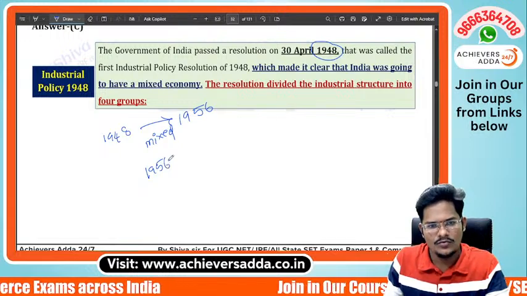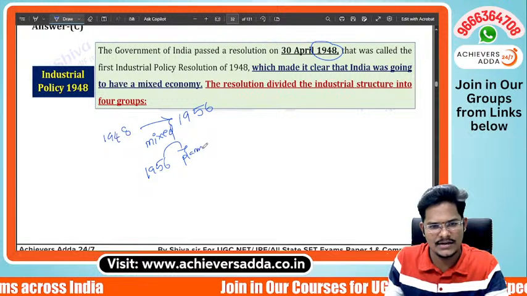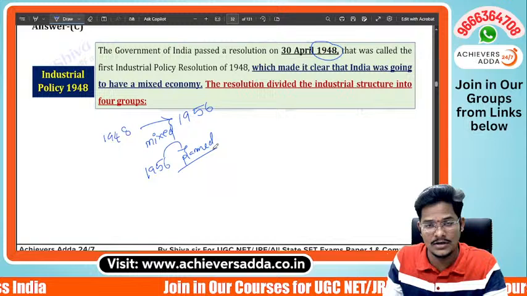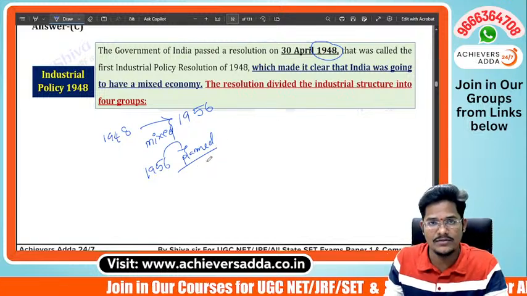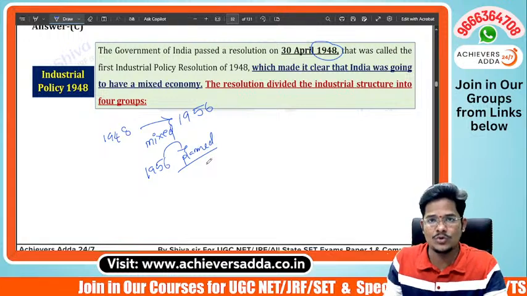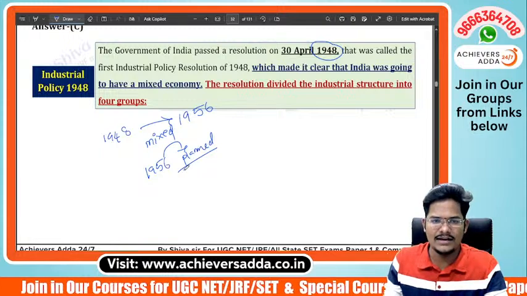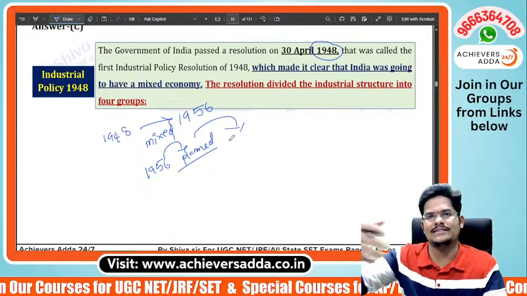From 1956, for a certain period it was a planned or socialist economy. That's why the licensing system was introduced and full government control was introduced. FDI was not allowed at that time from 1956 onwards, and there were so many barriers for doing trade in India. But this planned economy was removed later. Slowly the licensing system was removed.